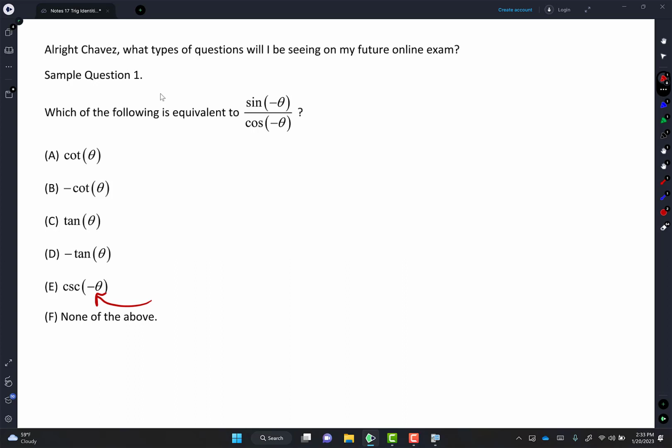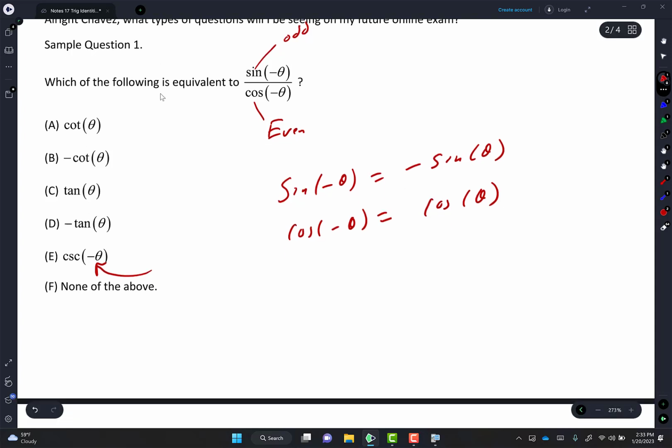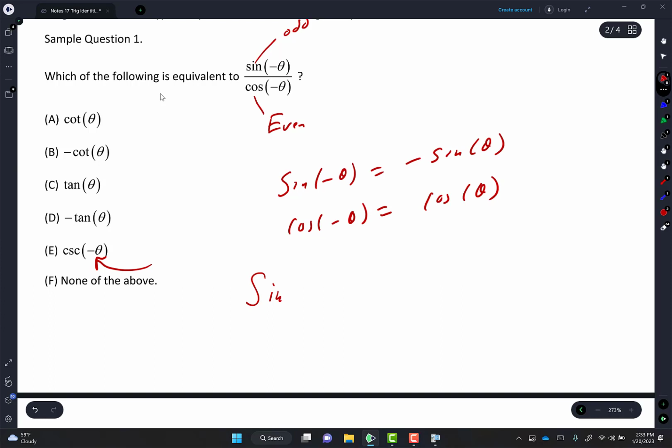So then I start looking at this, and I remember sine is odd, and cosine is even. So that means sine of negative theta is equal to negative sine theta, and cosine of negative theta is equal to cosine theta. With that knowledge, and I'll slow down, I'm going to write sine negative theta over cosine of negative theta is nothing more than negative sine theta over cosine theta.